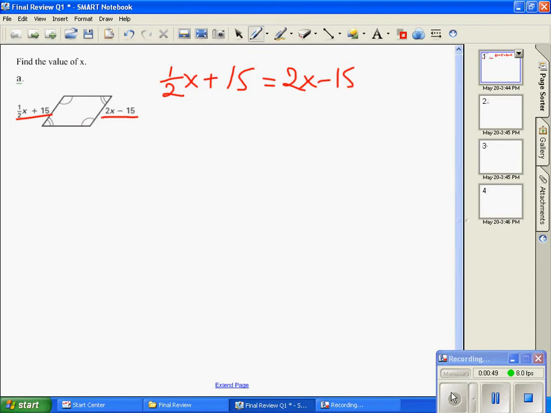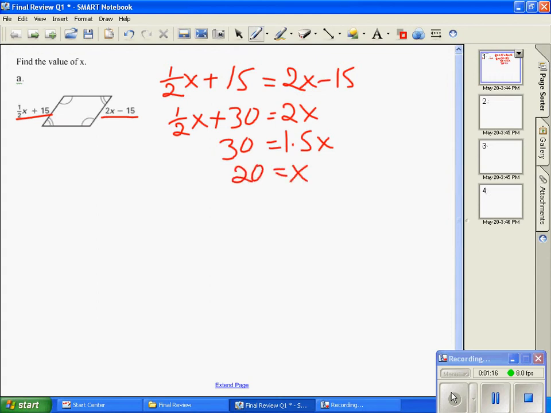So let's add 15 to both sides. I'm going to subtract 1/2 x from both sides. So we're going to get 30 equals 1.5x. Divide both sides by 1.5. So we get 20 equals x. So that's all we need to do for this part.